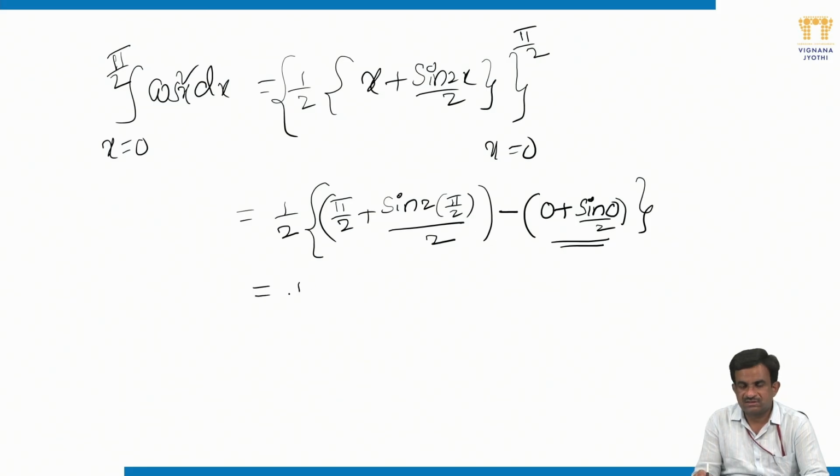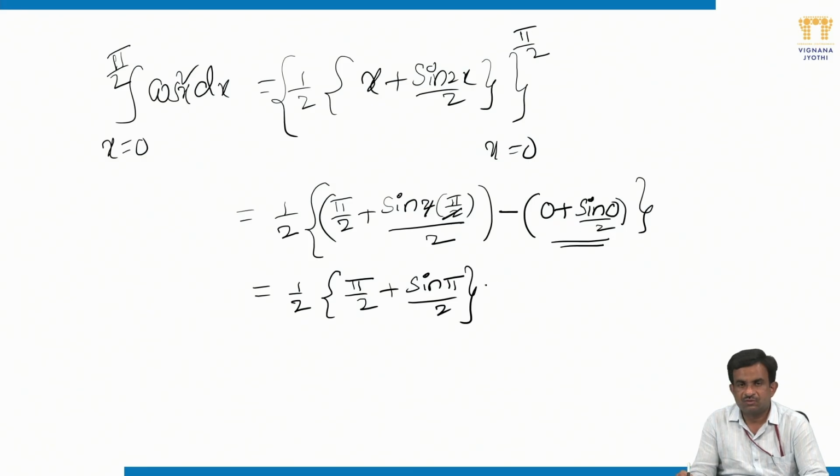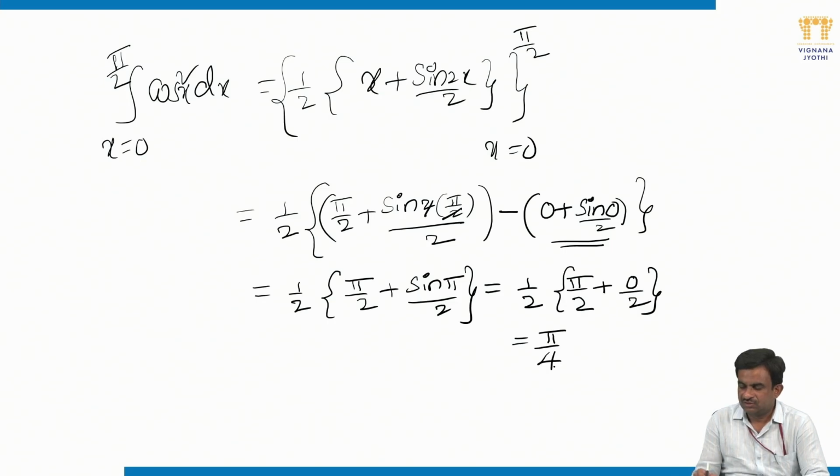Then coming to the first two terms, this is as it is pi by 2 plus sine of, if you cancel out this 2 and 2, this becomes sine pi divided by 2. So this is equal to 1 by 2 into pi by 2. Sine pi we know is 0, so 0 by 2 we get. So this is equal to pi by 4. Because we know that sine n pi is always 0 whenever n is an integer.